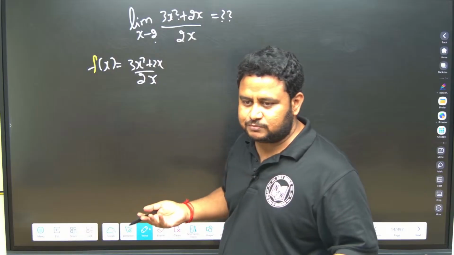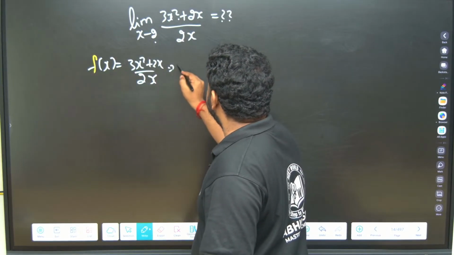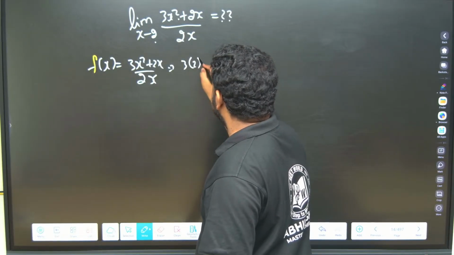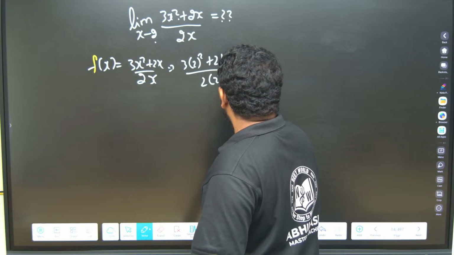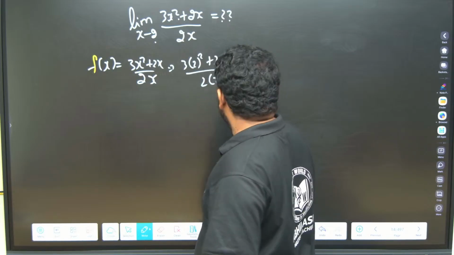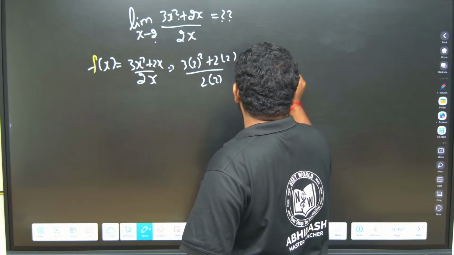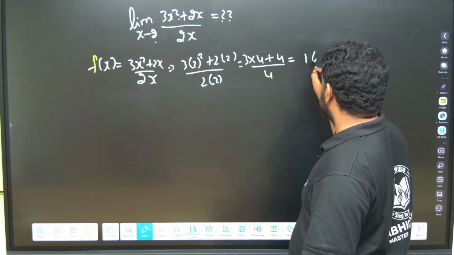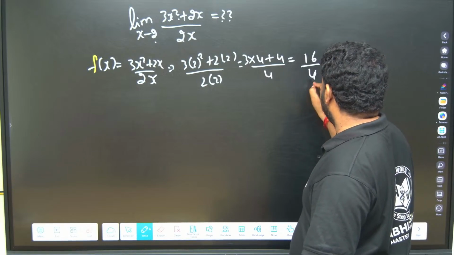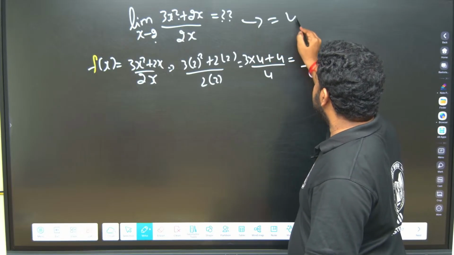Wherever x is there, what should I put? Just put 2. So if I put x is equal to 2, this will become 3 into 2 square plus 2 into 2, divided by 2 into 2. 3 into 2 square is 3 into 4, plus 2 into 2 is 4, divided by 4. 3 fours are 12, 12 plus 4 is 16, 16 by 4 is 4. So the answer I will get here is equal to 4.